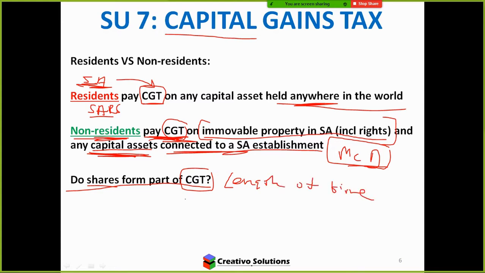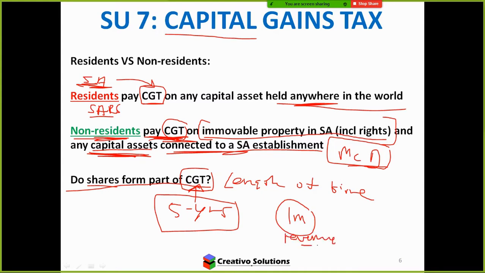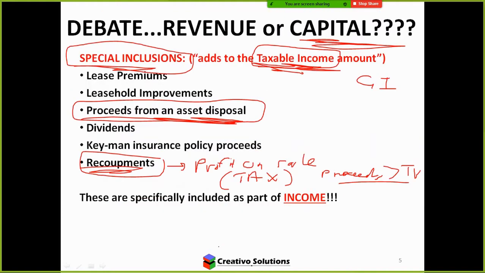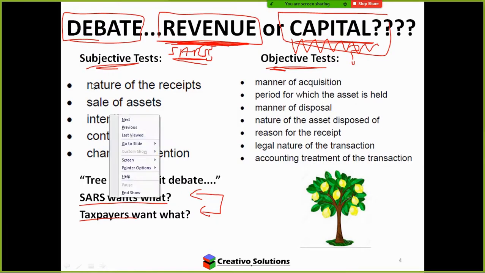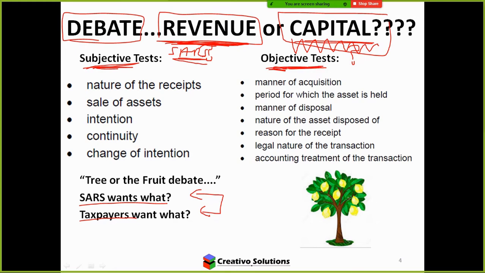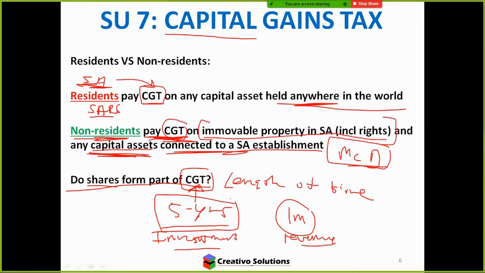Okay, so if you've held shares for longer than 5 years, it will automatically be considered part of CGT capital. But if you've held shares for 1 month, then it'll be seen as revenue, because then you're buying and selling shares rather than buying and holding shares, which would be seen as an investment. Comes back to what we said earlier. Subjective tests, objective tests. Are you buying and selling shares, or are you buying and holding shares as an investment? So that's something to consider as well when looking at CGT, the length of time.